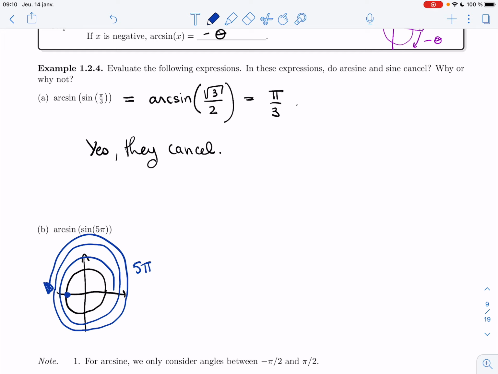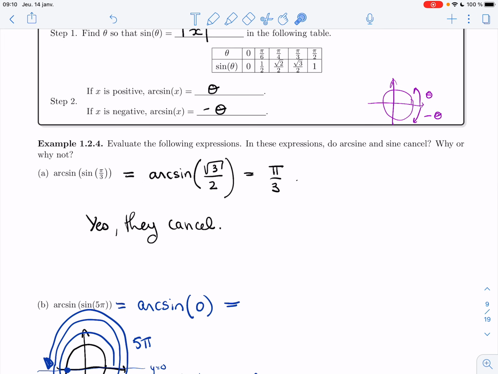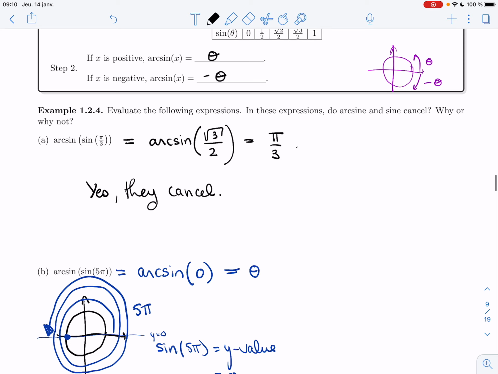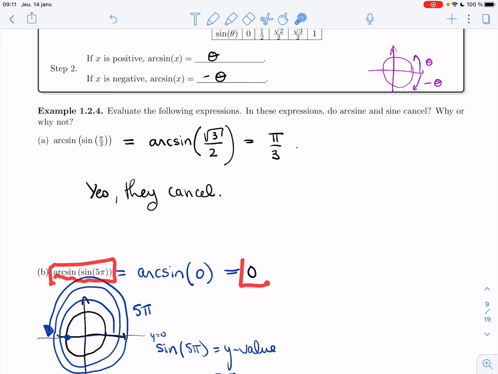Sine is the y value. So that is the y value at 5 pi. And from the picture, the y value is 0. And so I am looking to evaluate arcsine of 0. So arcsine of 0 means I'm looking for 0 in the sine column, and I want to return the angle. And so sine of 0 is 0. All right, so in this case, oh, sorry, I wrote theta. I meant 0. So right here, it's a 0. So in this case, when I apply arcsine and sine to 5 pi, I don't get 5 pi back, I get 0. So no, they do not cancel.